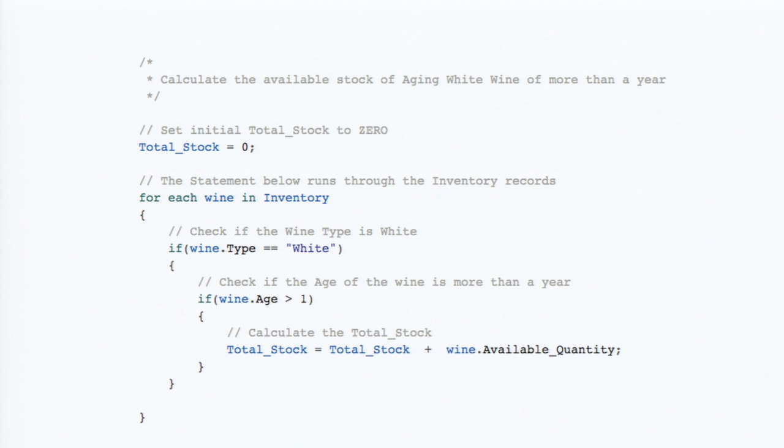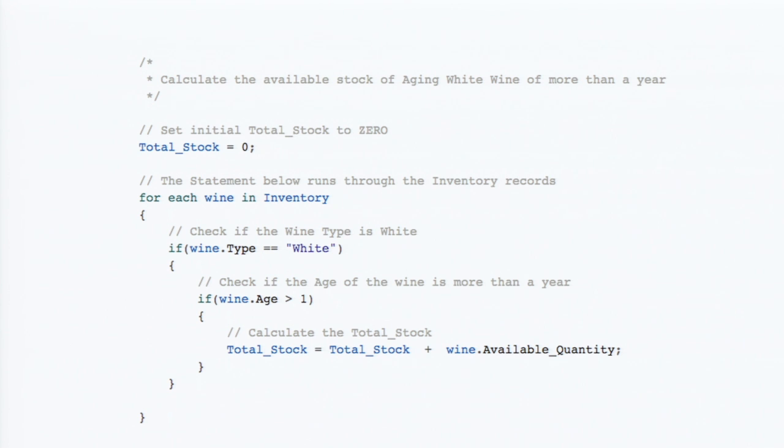But here what this code does is, it will take all the entries in the inventory. If I have 10,000 wine inventory listings, it will take all the 10,000 wine details, and it will check whether this wine type is white, and it will check whether the age of that wine is greater than 1 year. That's what this code does.